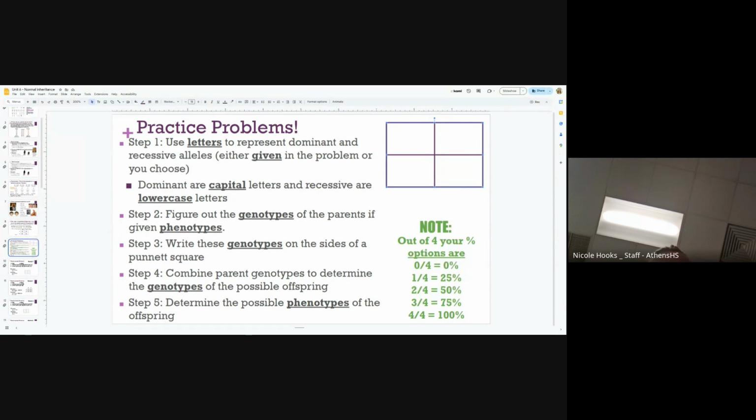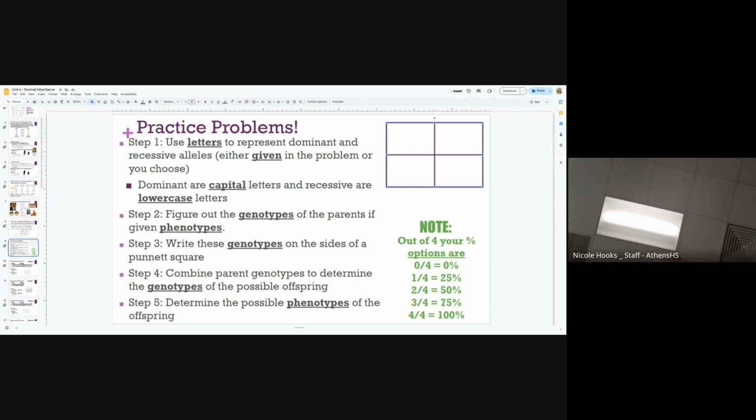So a reminder from Thursday. Step 1 is using letters to represent dominant and recessive alleles. They can be given letters or letters of your choosing. Just make sure they're letters that look different when capitalized or lowercase, because for example, K's and C's look the same either way. Dominant are capital letters and lowercase are recessive. Genotypes are the letters, and phenotypes are what they look like.